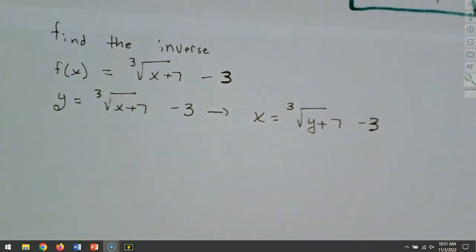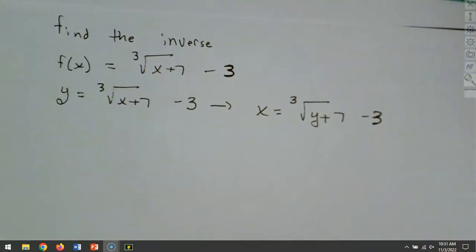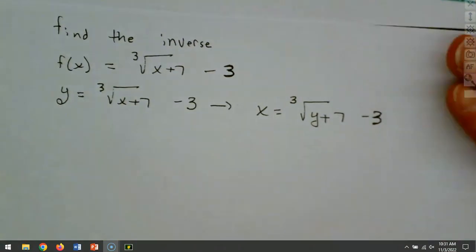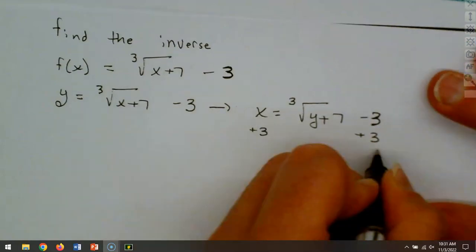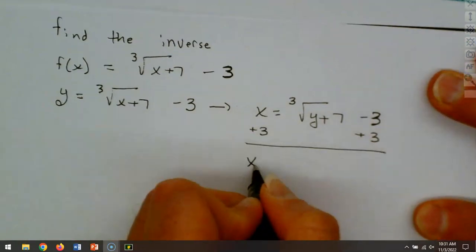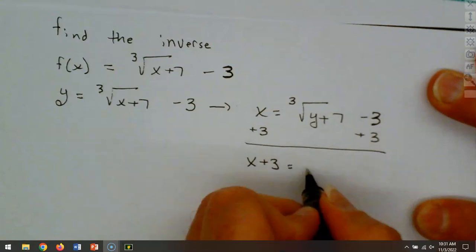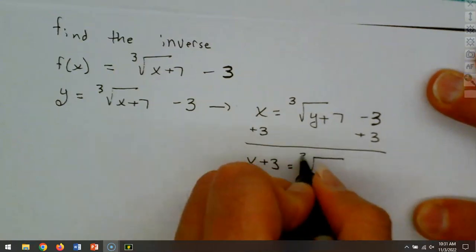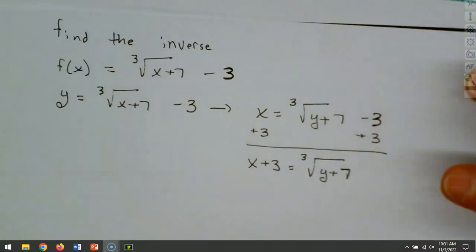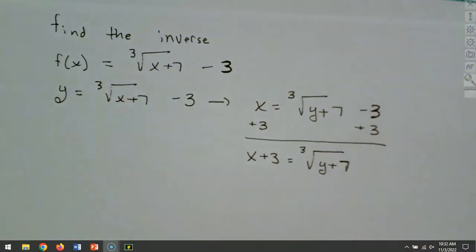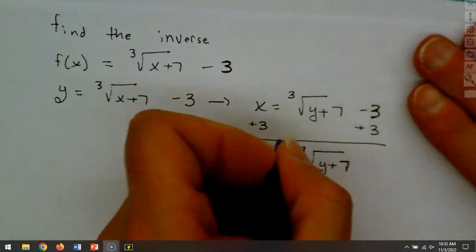Now we swap out, or we interchange, the x and the y. So those got swapped out, right? Just switch them around. Solve it for y. So I'm going to add that 3 over. So that is now x plus 3 equals the cube root of y plus 7. Now, I want to solve it for y. So how do I get rid of a cube root? What would you do to get rid of the cube root here?